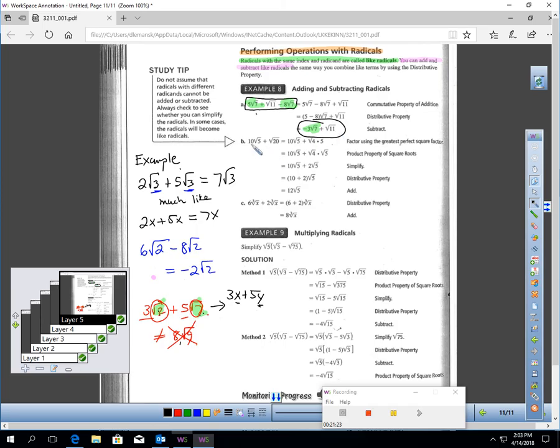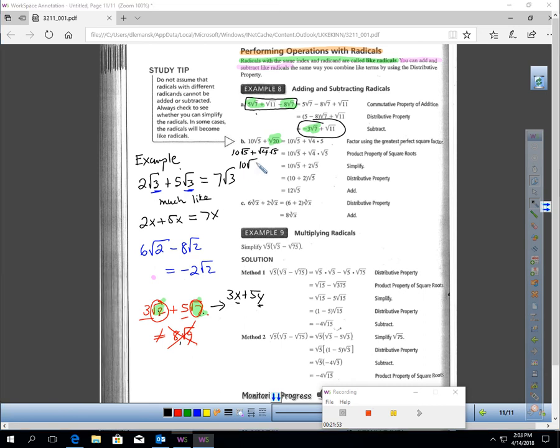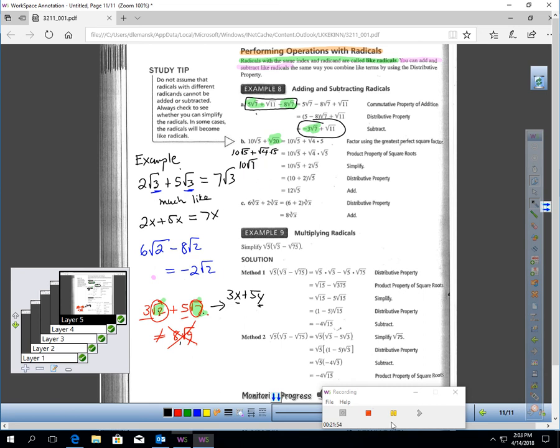Okay? Look at B. 10 radical 5 plus radical 20. Now these are not alike, but I want you to notice something. Radical 20 can be simplified. Think about it. Doesn't the perfect square 4 go into 20? So I have 10 radical 5 plus the square root of 20, which would be the same as radical 4 times radical 5. Isn't the square root of 4 2? And if the square root of 4 is 2, I now have 10 radical 5 plus 2 radical 5. Those are alike. Those would add up to 12 radical 5.